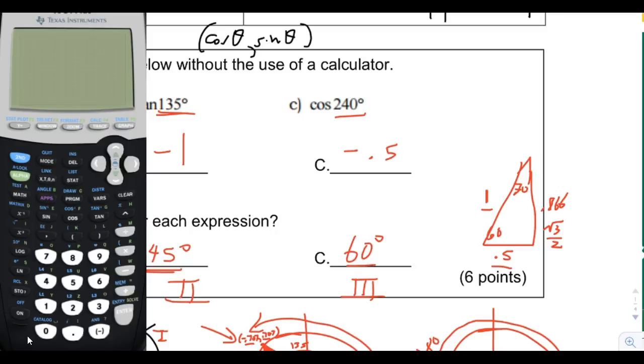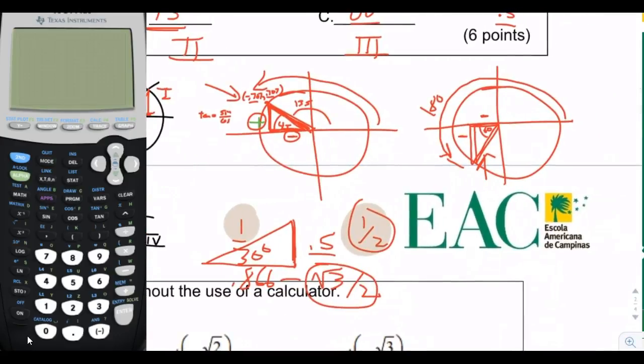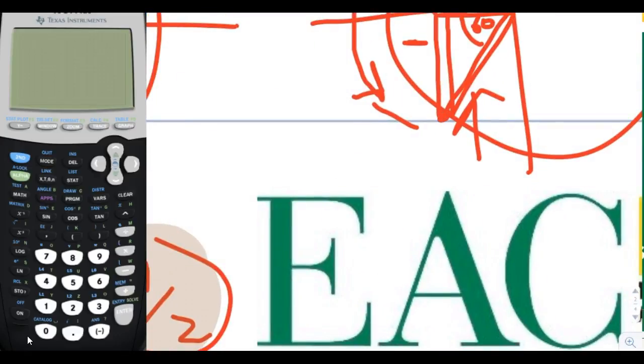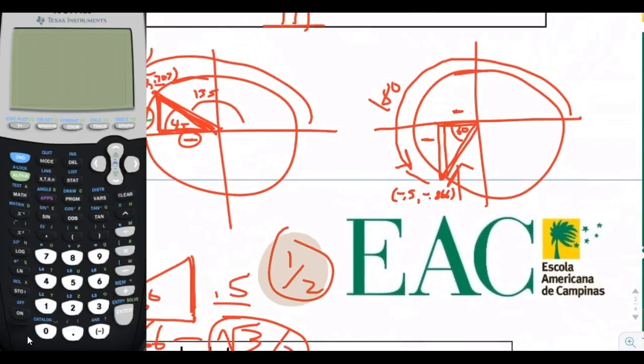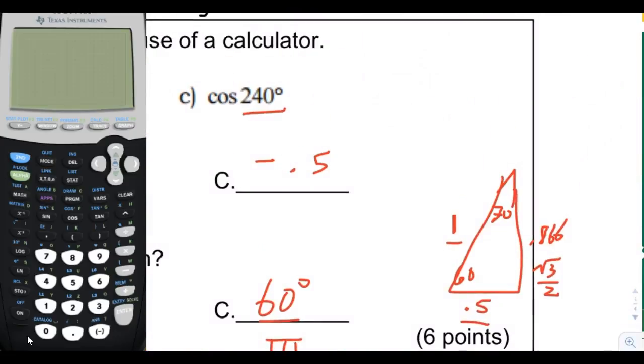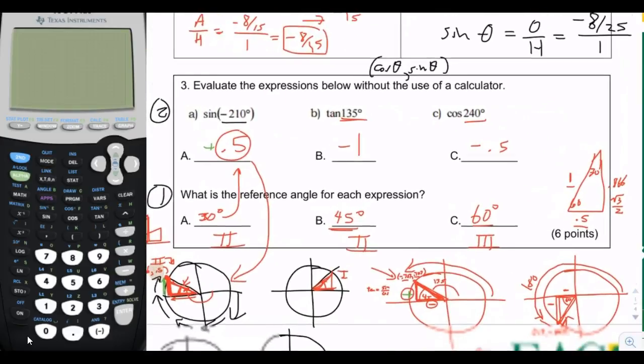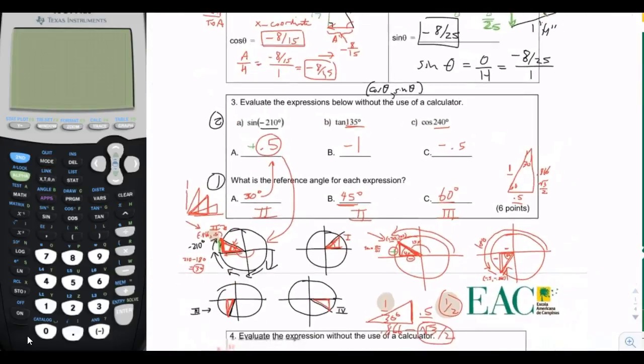Okay? It turns out that if you were going to write the coordinates for the 240-degree angle here, the coordinates would be negative 0.5, negative 0.866, right? Both the x-coordinate and the y-coordinate are in the third quadrant. They're both negative, okay? So both the sine and the cosine are going to be negative. All right? Okay, so that was the first page.